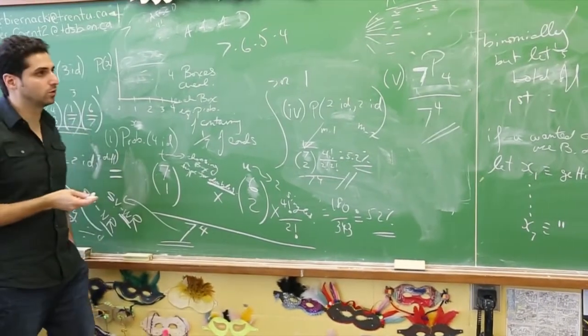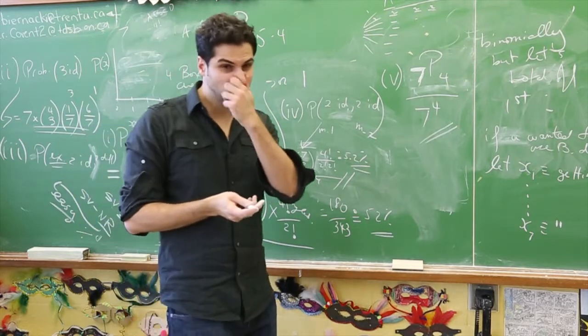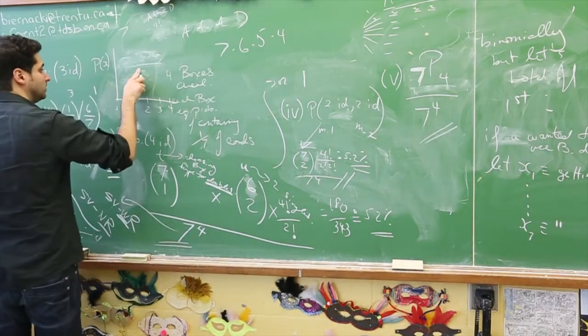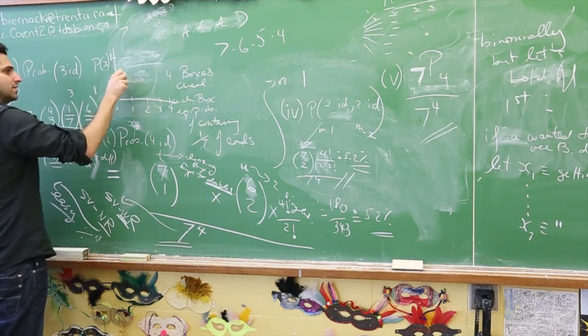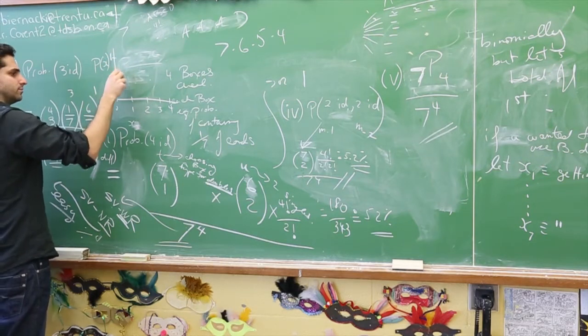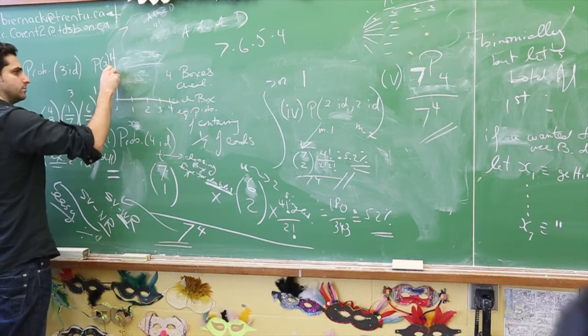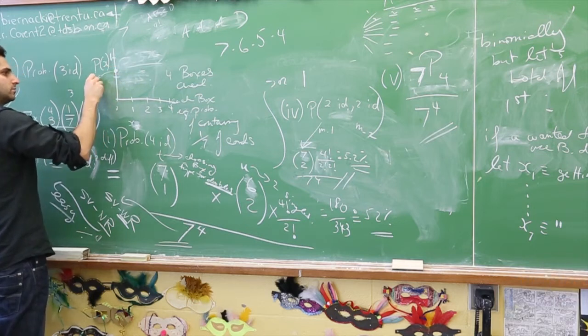What's 6 over 7 to the 4? 53.9. 53 point what? 9%. Okay, so 54. This is 1. That's 50. Here. I think so.